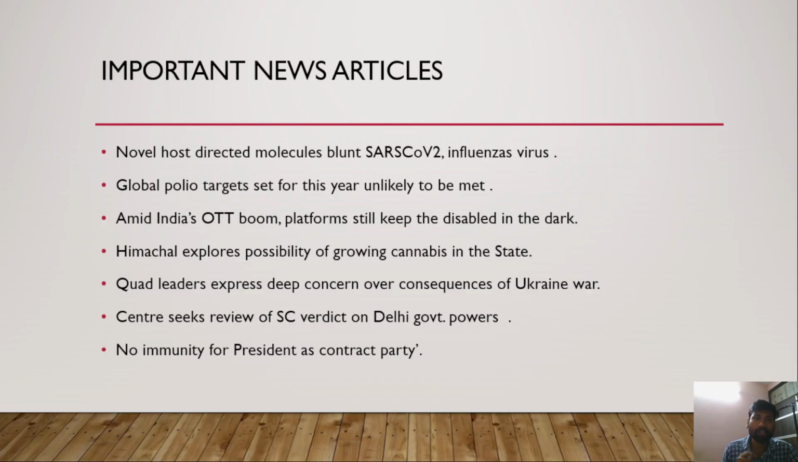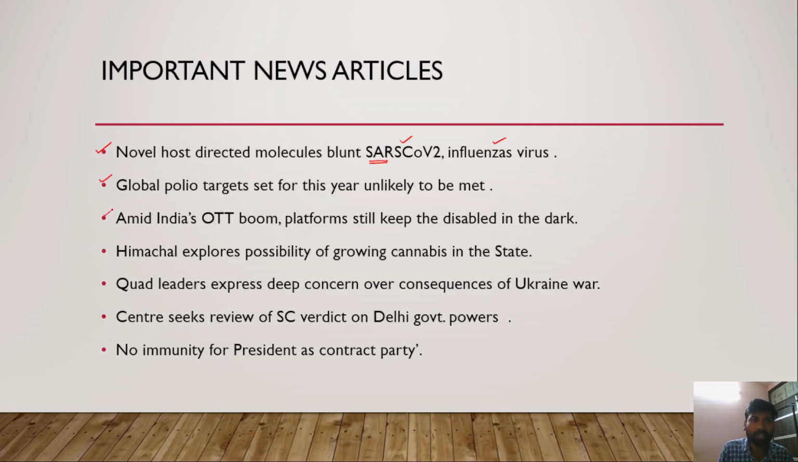These are the list of important and relevant news articles for today's discussion. Today there are two science articles, and these articles are important for prelims and mains. The first article is the novel host directed molecules blunt SARS-CoV-2 and influenza virus. They are in contrast to antiviral drugs, because when drugs are increasingly used, antimicrobial resistance develops. However, host directed molecules are an alternative to direct drug delivery to treat diseases like SARS-CoV-2 and influenza viruses. The next article is global polio targets set for this year unlikely to be met.